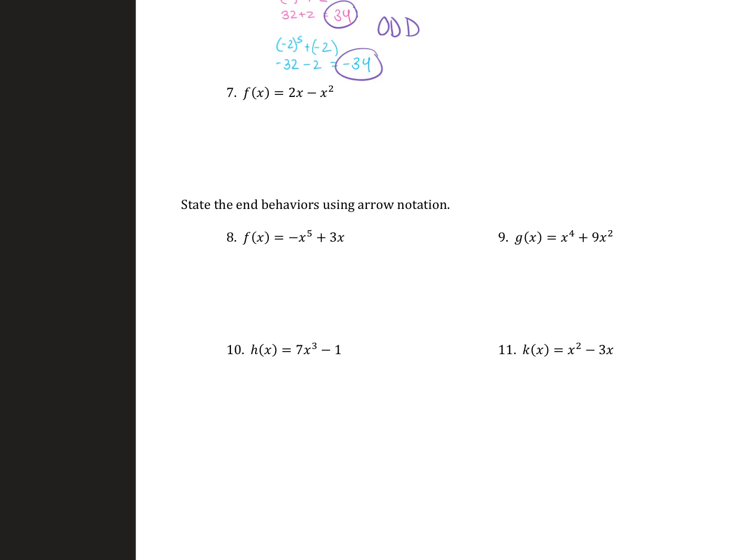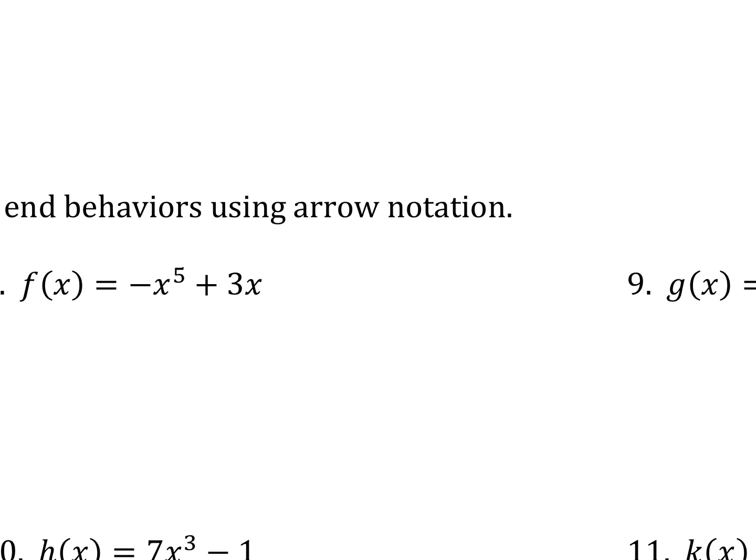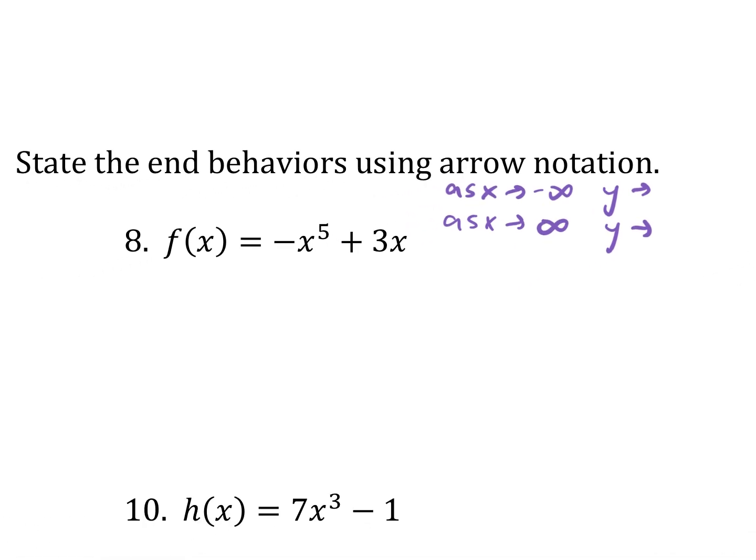All right, number 8 through 11, we want to state the end behaviors using arrow notation. Arrow notation is as x goes to negative infinity and as x goes to positive infinity, then y goes to blank. So this is arrow notation, not just saying the arrows up and down. You have to write it like this. So we always look at the term with the highest degree.